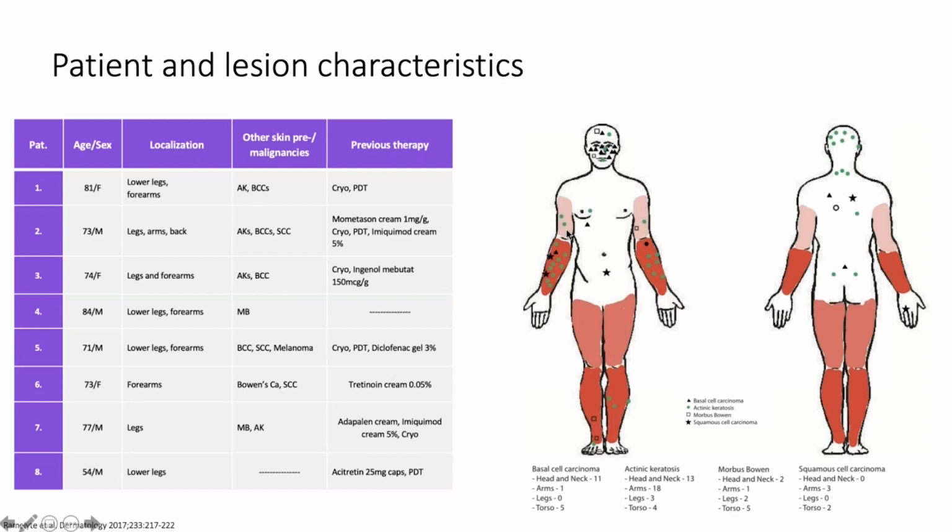So the fewest patients had DSAP on the upper arms, mostly on the lower arms and lower legs. You can also see the marked other pre-malignancies or malignancies. The most common was actinic keratosis, and you can see an overlap of actinic keratosis and DSAP, and also squamous cell carcinoma labeled with a star, or basal cell carcinoma labeled with a triangle.